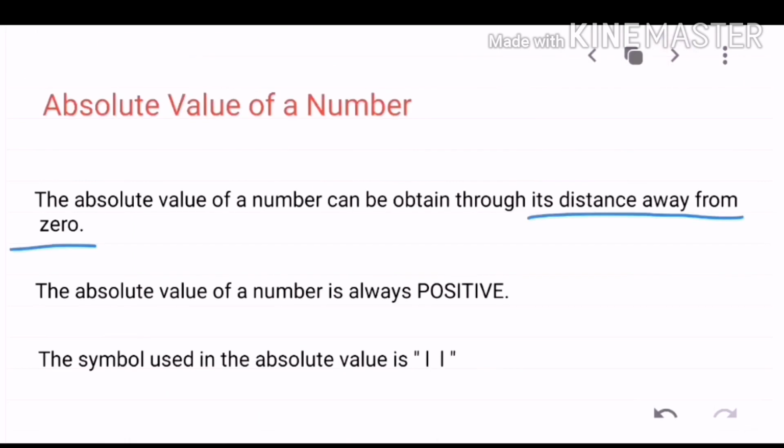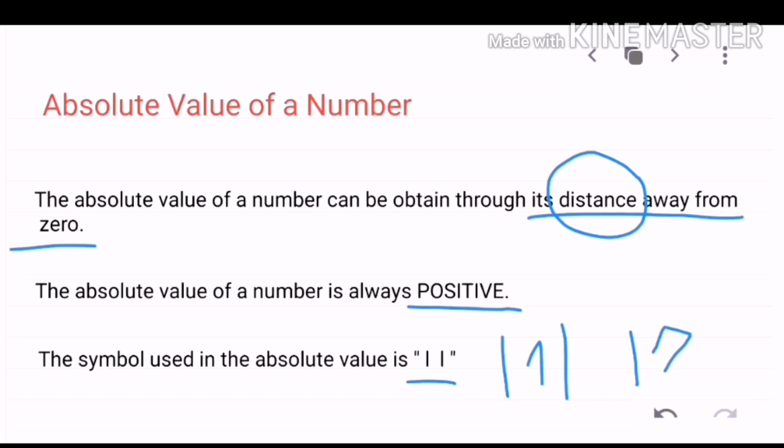Now, basically, we are using a number line wherein 0 is our reference point to easily identify its distance away from 0. Next, the absolute value of a number is always positive. Why positive? Because take note, we are dealing with distance, and distance is always a positive value. Next, the symbol used in the absolute value is these bar lines. Let's say, for example, the absolute value of 1, meaning the distance of 1 away from 0. We can also have the absolute value of 2, and so on and so forth.